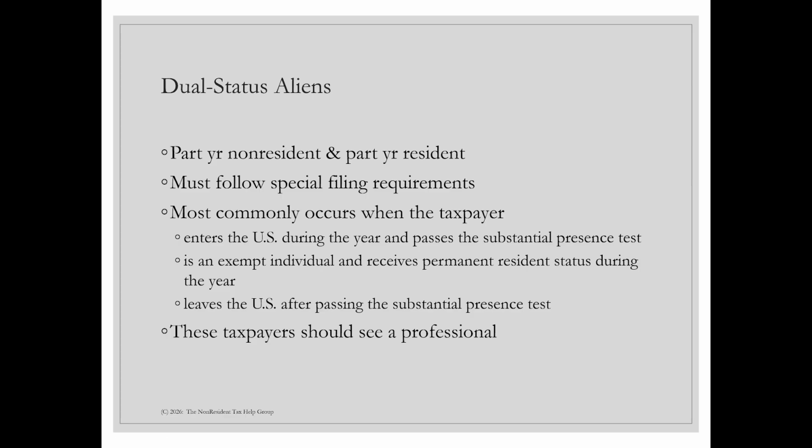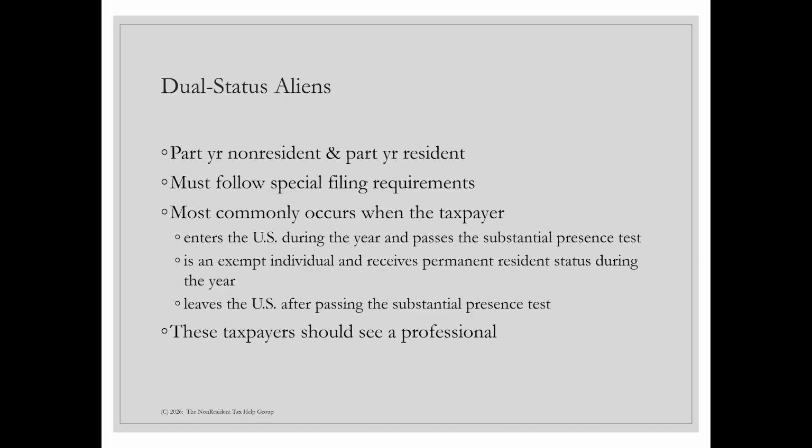All right, there is a very fancy thing called a dual status alien. Dual status aliens are individuals that are residents for part of the year and non-residents for part of the year. They have to follow special filing requirements. Most commonly, this occurs when somebody comes into the US and passes that substantial presence test during the first year, usually like an H-1B visa, possibly somebody here from graduate school that was here as an undergraduate, things like that.